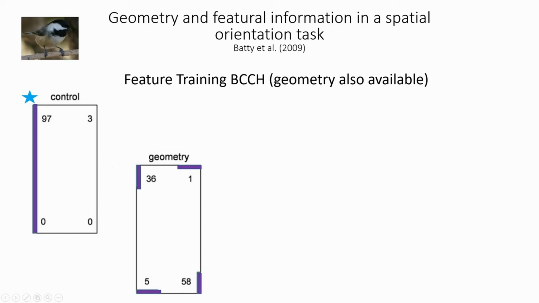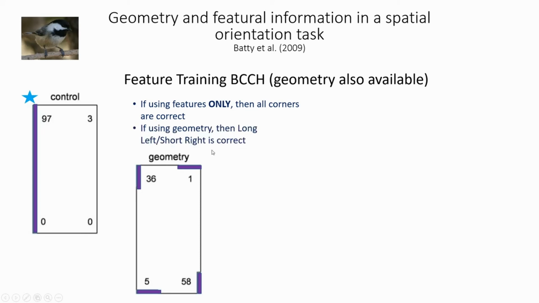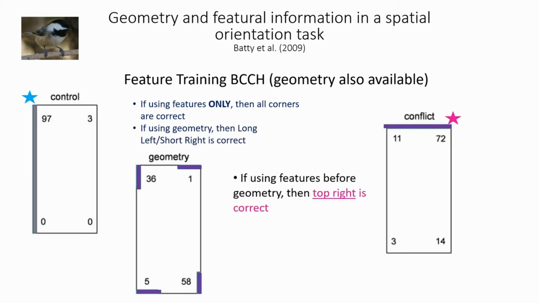So this is a probe trial where there isn't actually food present, but it's based on what they had been trained where this would have been the correct corner. So we're just seeing that the geometrically correct corners are searched in more often than those that are incorrect. So if the chickadees had been using only features, if they had only relied on the wall color, then they should have split their searching equally between all corners, but they didn't, so they're using geometry. And then we get into the cool stuff.